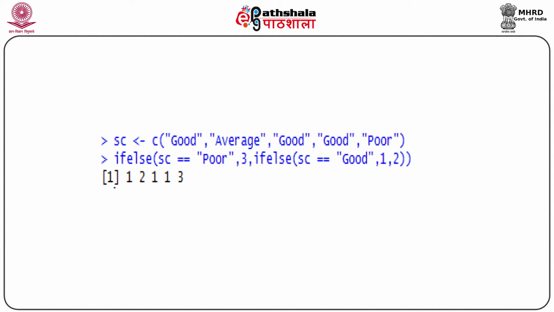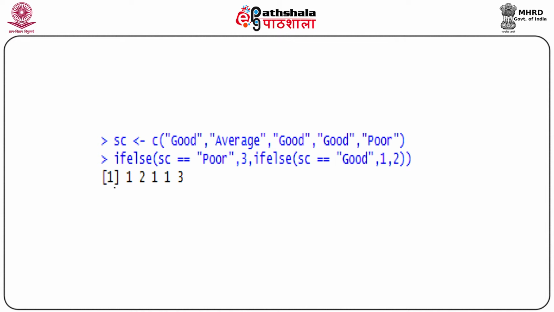Now let's have a look at this. The objective is to record the characters. Here the syntax of the if-else statement is primarily the same. The only thing is that we are encapsulating another if-else statement within the first one. Here the scores are coded within the SC variable. Now within the if-else statement we are putting the test element, which is SC equals poor.